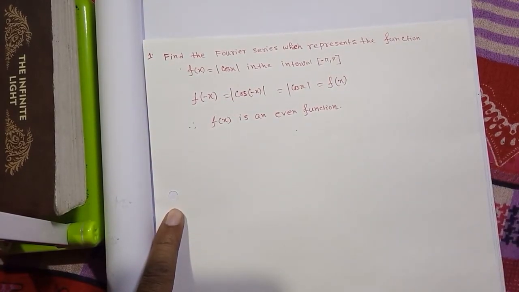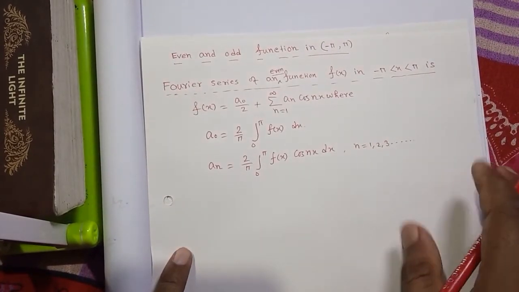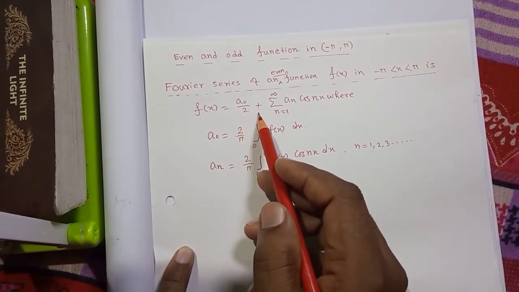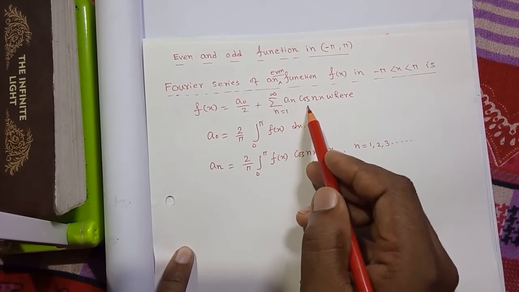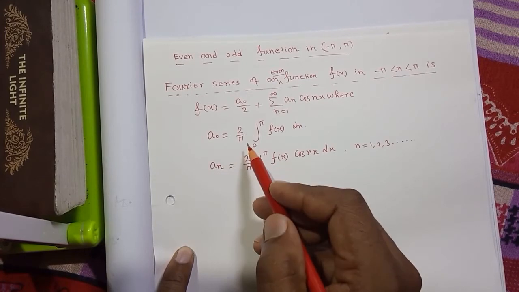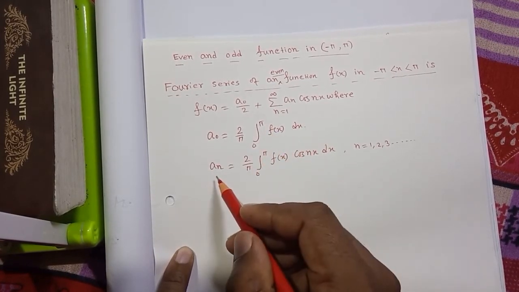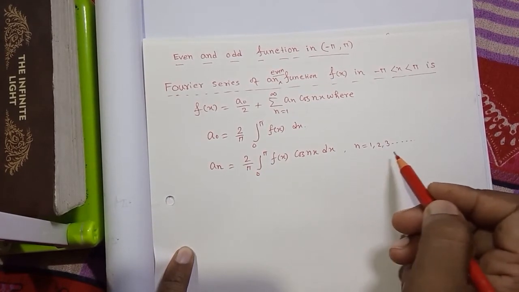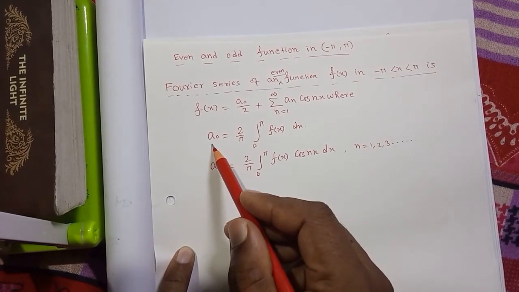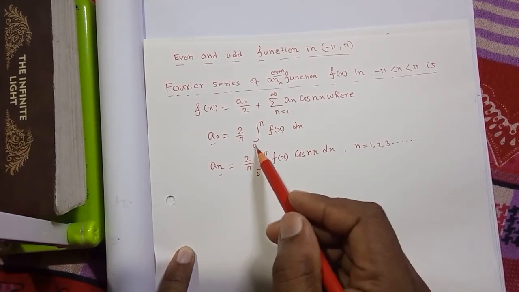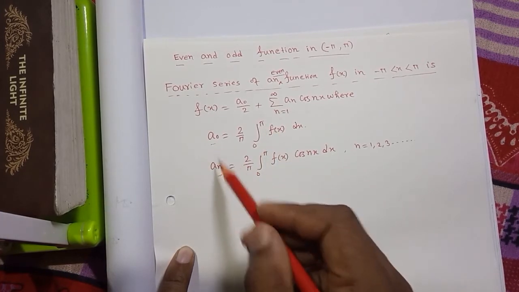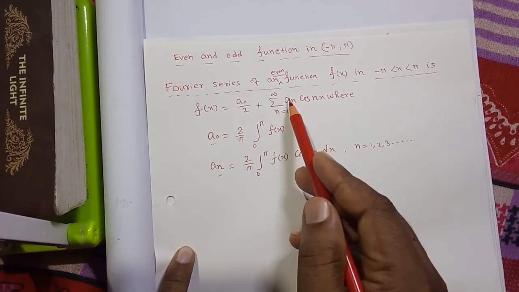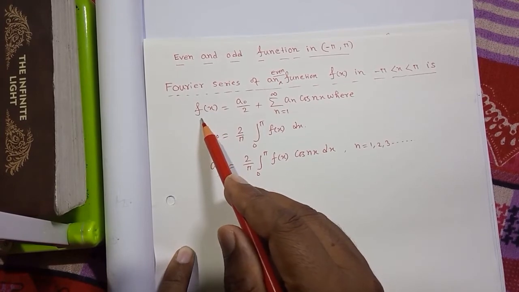We know that the Fourier series of an even function in the interval minus pi to pi is f of x equal to a0 by 2 plus the sum from n equal to 1 to infinity of an cos of nx, where a0 is equal to 2 by pi integral 0 to pi f of x dx and an is equal to 2 by pi integral 0 to pi f of x cos of nx dx, n equal to 1, 2, 3 and so on. Here we find a0 and an in the interval 0 to pi, and we put a0 and an here, then we get the Fourier series expansion of f of x.